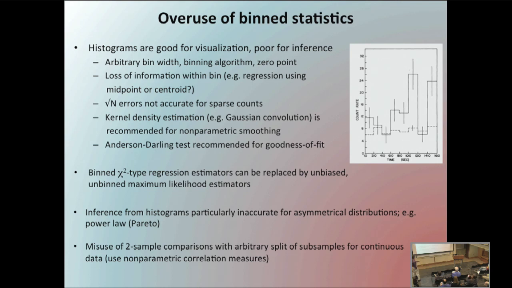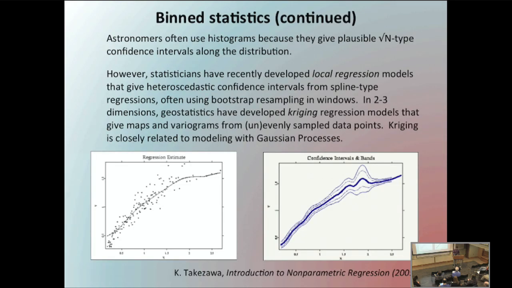It's particularly inaccurate when you have asymmetrical distributions like power laws, and with misuse of two-sample comparisons when you arbitrarily split the subsamples. It's just an example of a binning issue about creating two subsamples out of a single sample. The only thing that's unbiased, in my opinion, is to go to the median and split it at the median, the low and the high. But if you cherry pick where to create subsamples, which is essentially cherry picking binnings, you can get biased results.